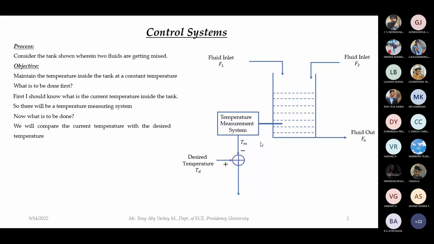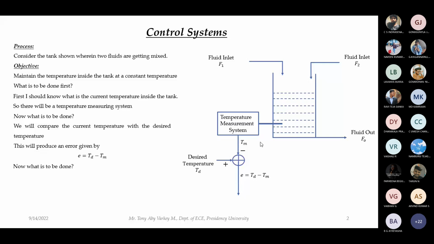If error is positive, which is more? Temperature is more, sir. If the error, okay, so this is the error, correct? TD minus TM. So if error is positive, what does that mean? Desired temperature is more. Desired temperature is more than the measured temperature.